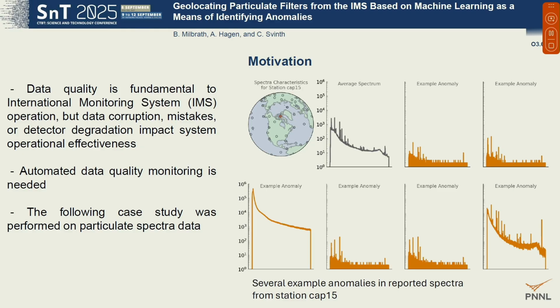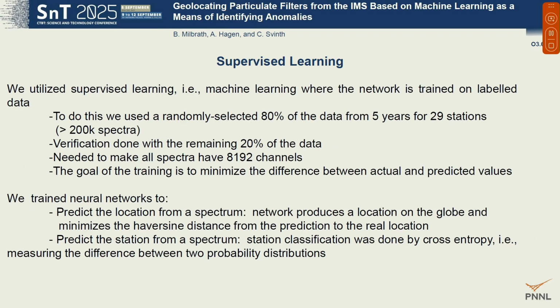And shown in the slides are several spectra. The gray one is kind of the average spectrum for this Canadian station, and then the orange ones are various, very different spectra from the average from that station, many due to electronic noise or something.